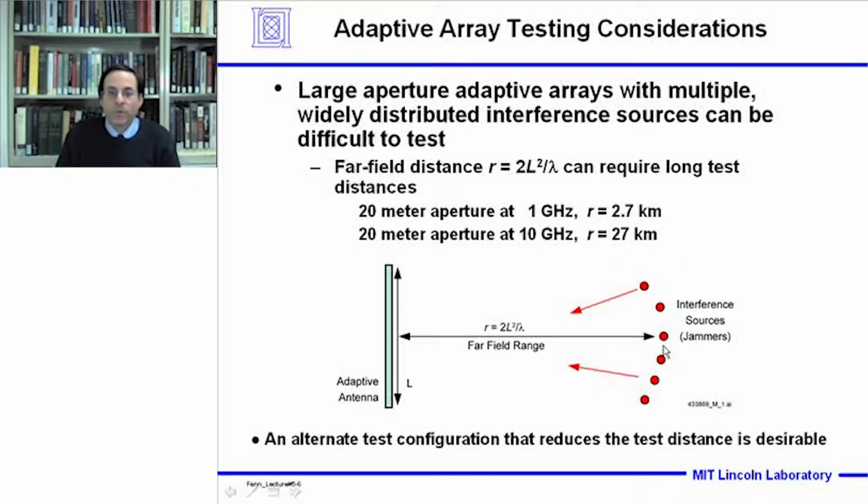And if we have multiple interference sources widely separated in the field of view of a large adaptive antenna, it would be very difficult to do far field measurements. So an alternate test configuration that reduces the test distance is very desirable. And so we've discussed this technique in the prior 2 lectures.